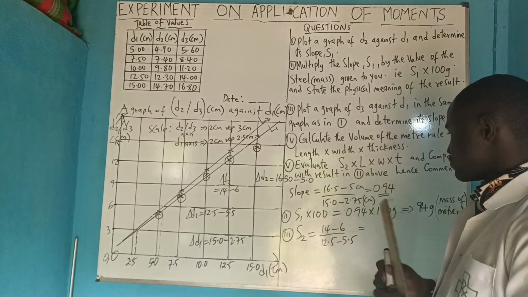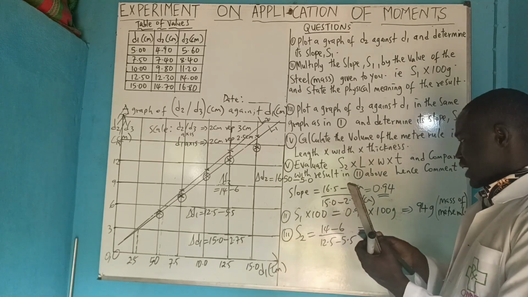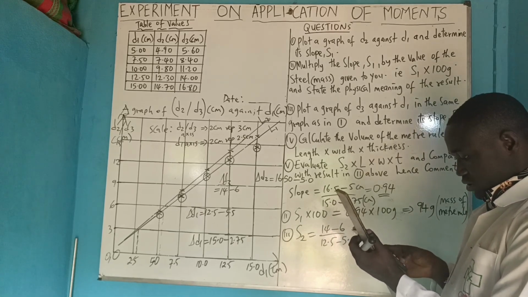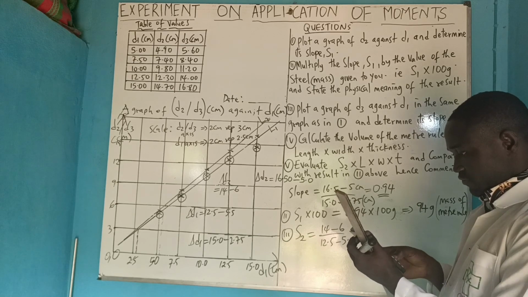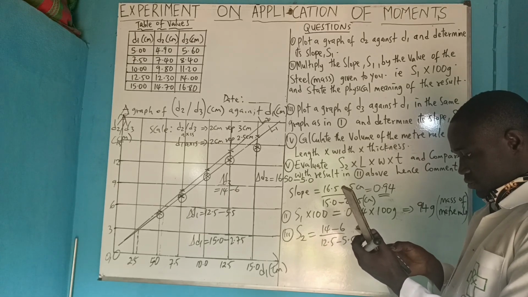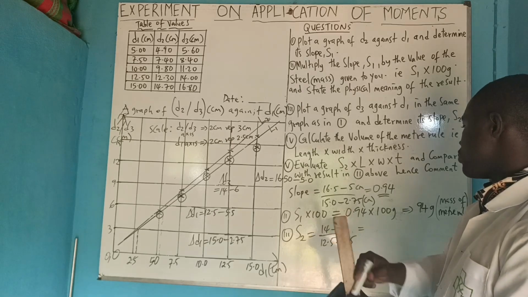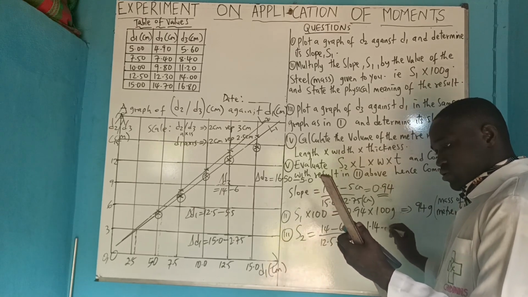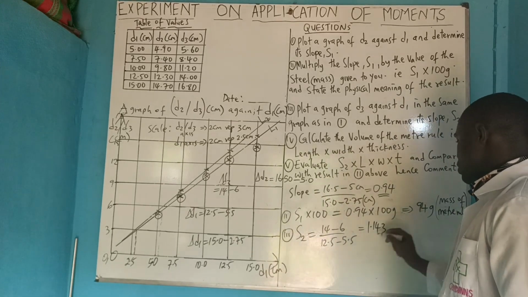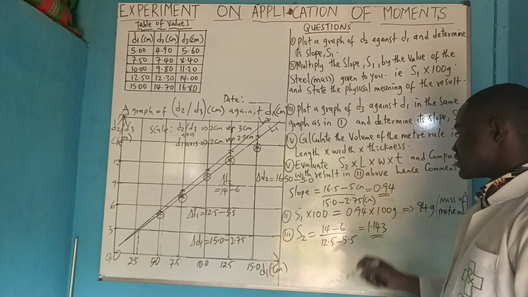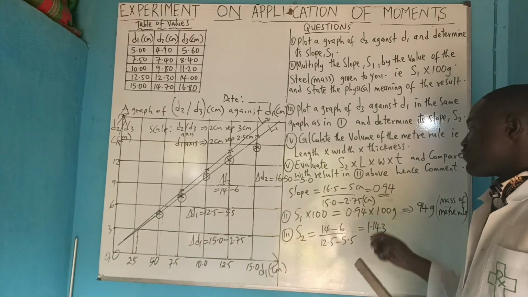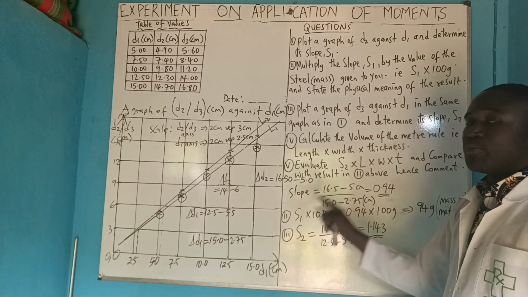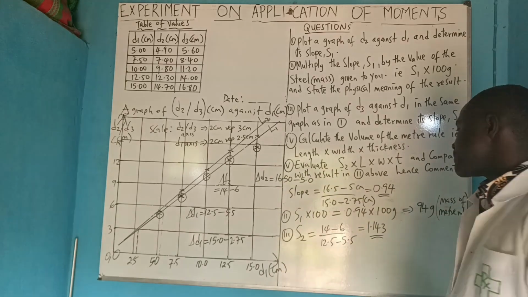What will it give us? We now say that it will give you 14 minus 6 divided by bracket 12.5 minus 5.5. That will be giving you 1.143, no unit, because this is centimeter and this is in centimeter. Now, after you have gotten your S2, just plot your graphs and be able to deduce this slope very well, accurately. We are just using a sketch.